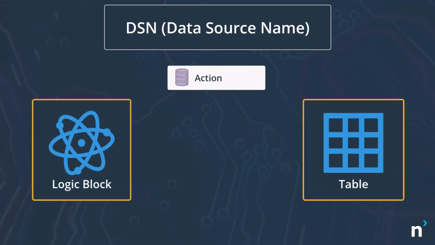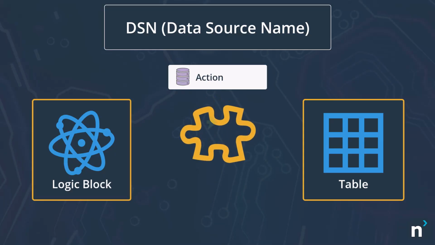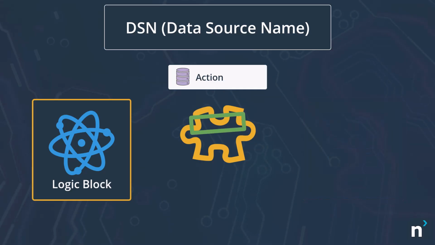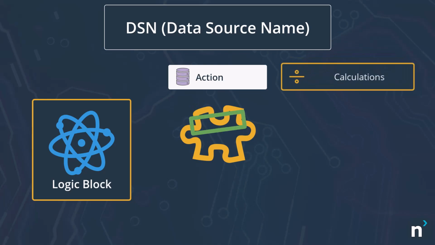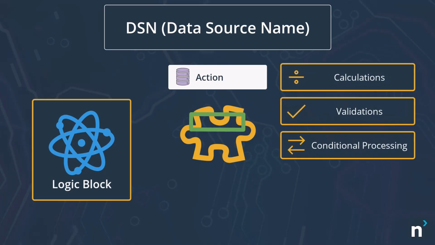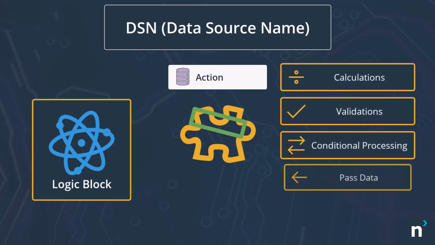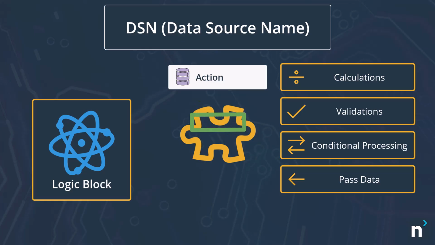Logic block actions such as fetch records and set values create DSNs to temporarily store records required by the logic block. Next, the logic block uses the DSN to perform tasks on the record, such as calculations, validations, and conditional processing, or to pass the data to another logic block.